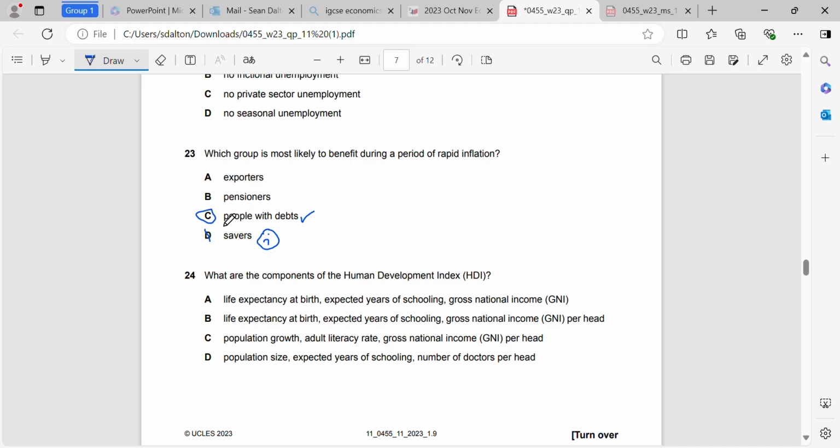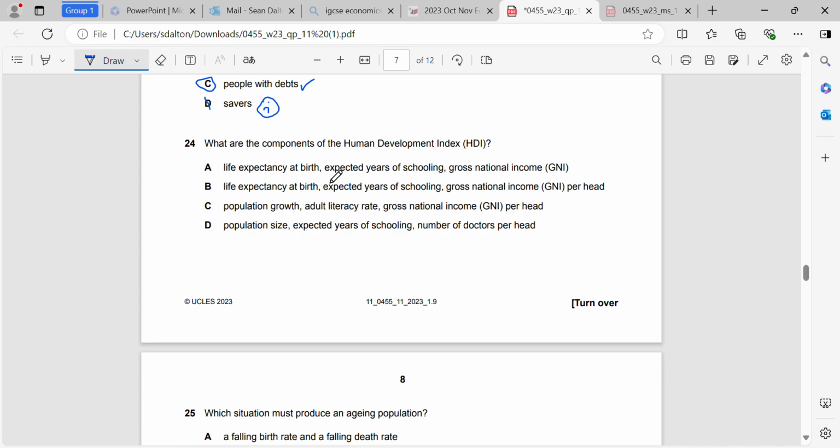So pensioners and exporters, they will not benefit from inflation either. Inflation is likely to reduce the exports because it increases the price of them, so definitely won't benefit them. And pensioners, they're also unlikely to benefit from it. Their pensions may be index linked, but it also is possible that they won't be index linked. So they may be kept up with inflation, or they may be losing the value of their pensions to inflation.